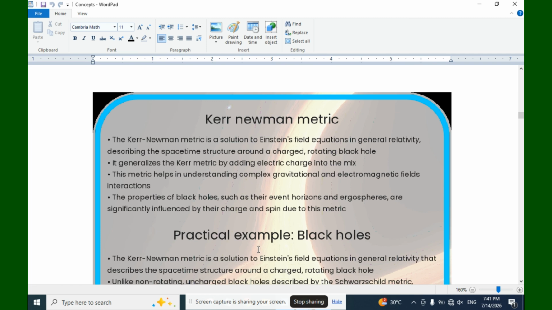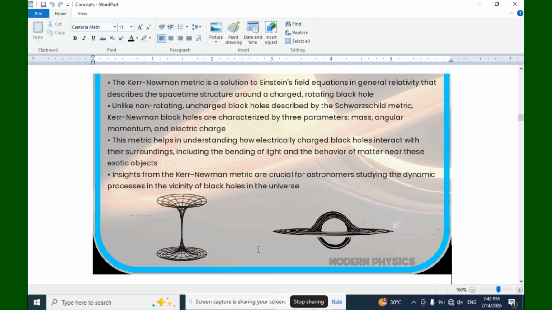The Kerr-Newman metric is a solution to Einstein's field equations in general relativity that describes the spacetime structure around a charged rotating black hole. Unlike non-rotating uncharged black holes described by the Schwarzschild metric, Kerr-Newman black holes are charged and characterized by three parameters: mass, angular momentum, and electric charge. This metric helps in understanding how electrically charged black holes interact with their surroundings, including the bending of light and the behavior of matter near these exotic objects.